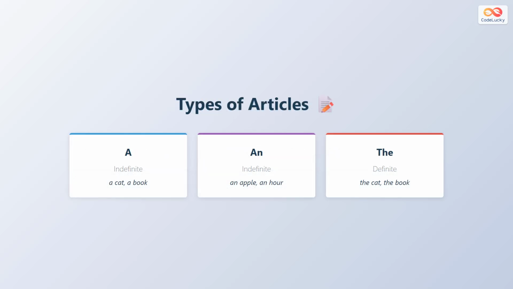There are three types of articles in English. The first is a, which is an indefinite article. The second is an, which is also an indefinite article. The third is the, which is a definite article. The indefinite articles a and an are used when we talk about something general or when we mention something for the first time. The definite article the is used when we talk about something specific or something that is already known.